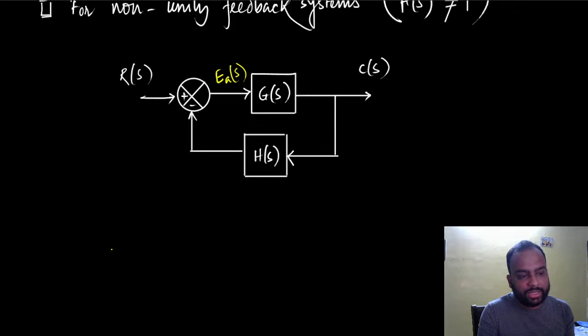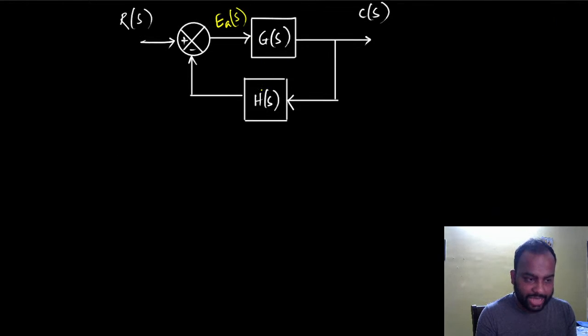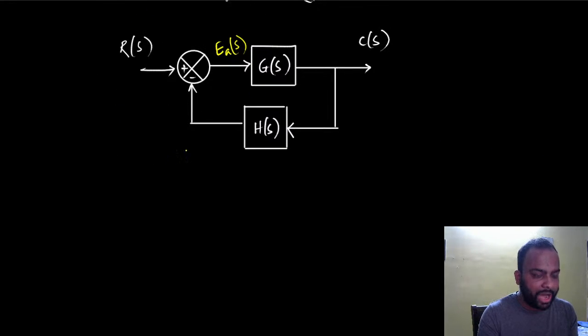Now, unfortunately, whatever we have discussed becomes invalid the moment we have HS not equal to 1. But can we generalize our discussion so that everything that we have discussed does not become useless? So the question is, can I turn this system into a unity feedback system? The answer actually is surprisingly yes. I can turn this system into a unity feedback system. Notice how.